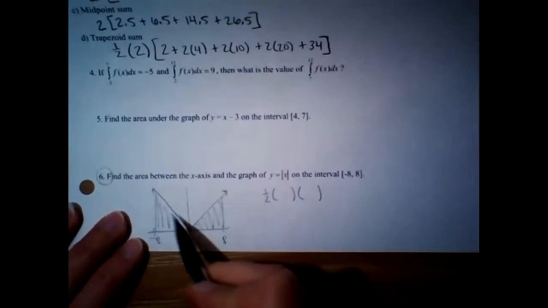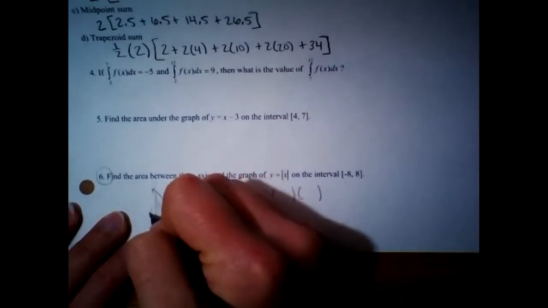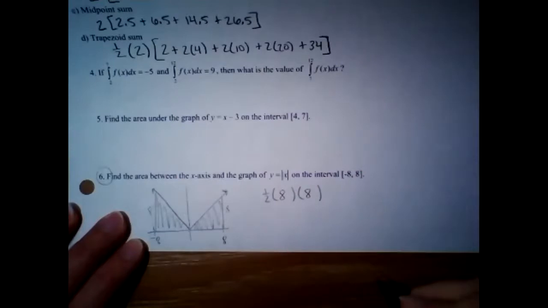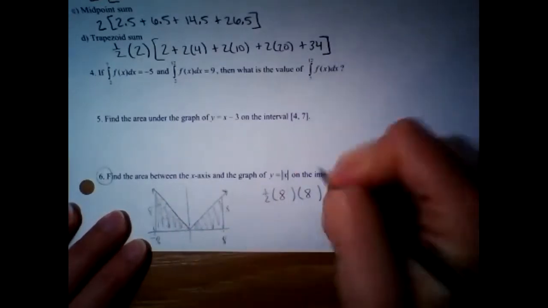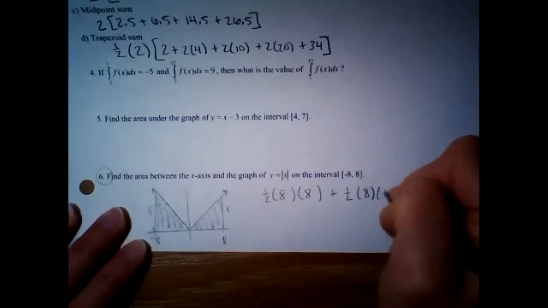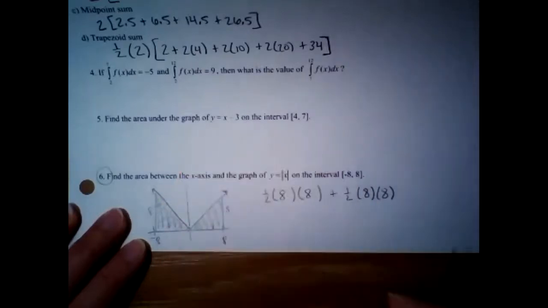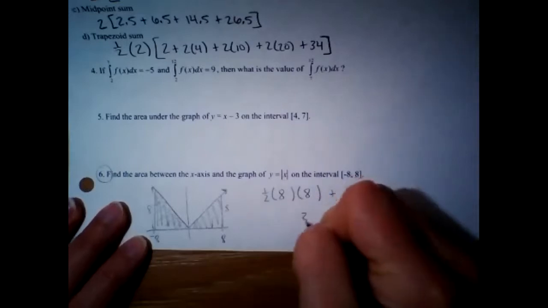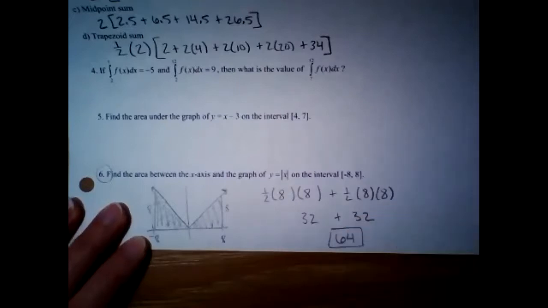So since it's an absolute value, if this distance is 8, this distance is also going to be 8. So the base and the height are both 8. So 1/2 times 8 times 8, that's this triangle. And then this triangle is going to be the exact same thing. So you could even think of putting them together and making it an 8 by 8 square. Because this is going to come out to 64. This would be 32. This would be 32, so 64. So it's an 8 by 8 square, just kind of 2 triangles there.